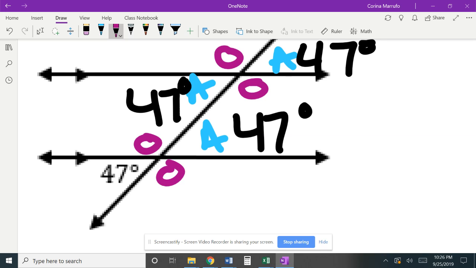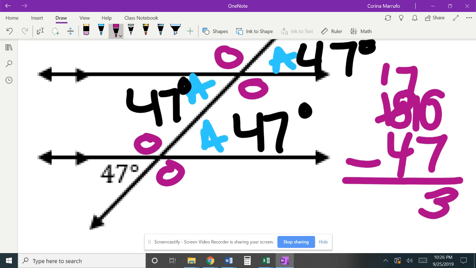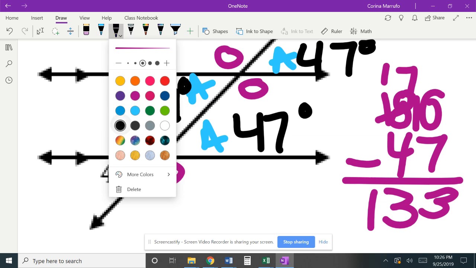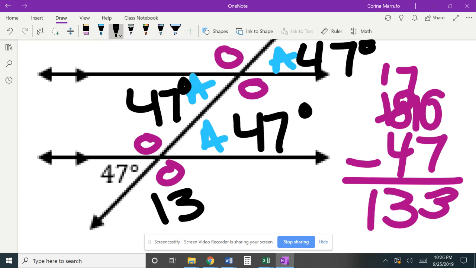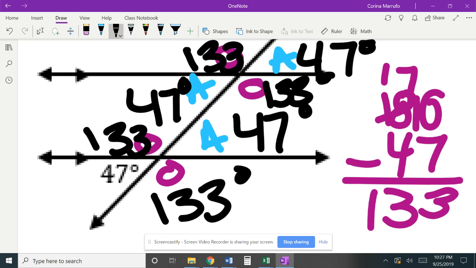So we're going to go ahead and do 180 minus the 47. And I believe that gives you, let's see, 17 minus 4 is 13. So 133 degrees. So each one of these is 133, and 133.